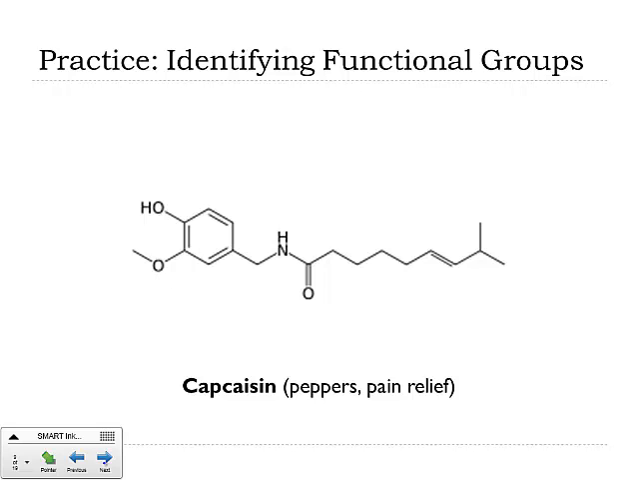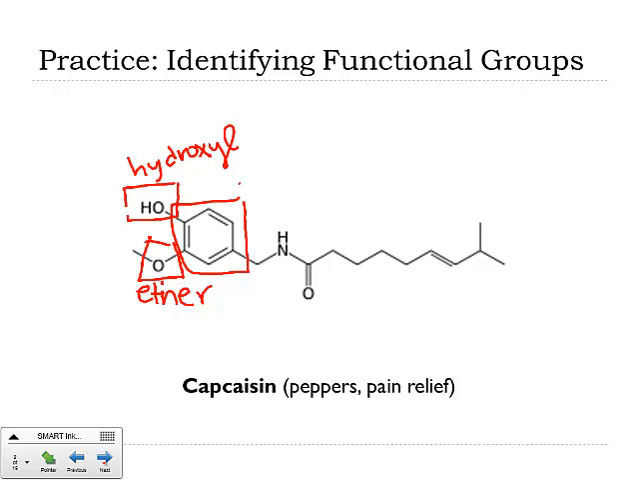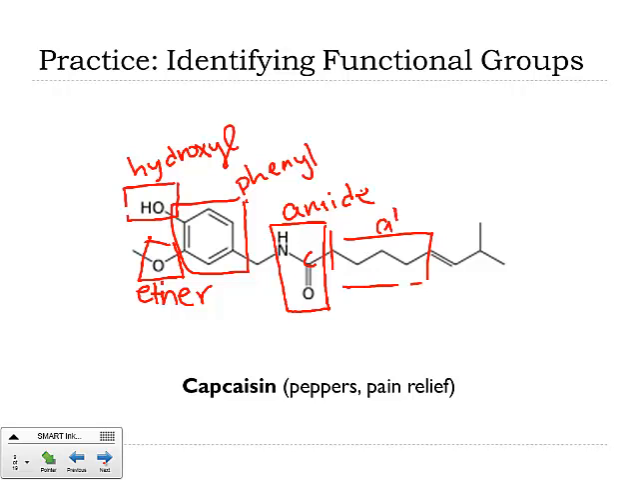Let's look at capsaicin here, though. I see an oxygen all off by its lonesome. There's an ether in capsaicin. I see an OH, so I see a hydroxyl. I see a phenyl ring. I see CONH2, so I see an amide. And I see a big chain of alkane. Sorry, there should be an L in there, right? This is what you want to be able to do. Look at a molecule, use the table, and pick out the functional groups.